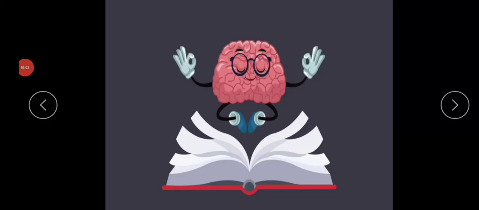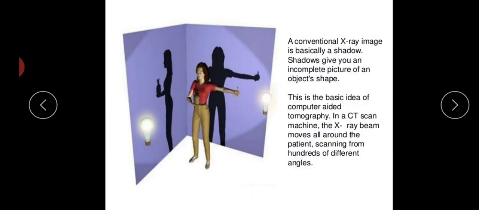This is my new video and our today's topic is computed tomography principles. A conventional X-ray image is basically a shadow. Shadows give you an incomplete picture of an object's shape. That means when an X-ray of an object is taken, it can be seen only from a few angles. This is the basic idea of computer-aided tomography. In a CT scan machine, the X-ray beam moves all around the patient, scanning from hundreds of different angles.